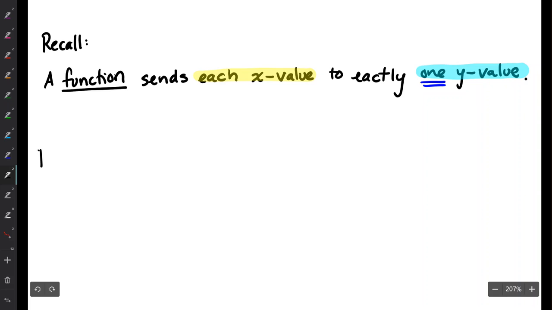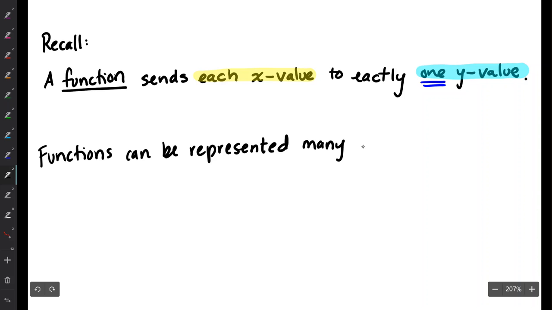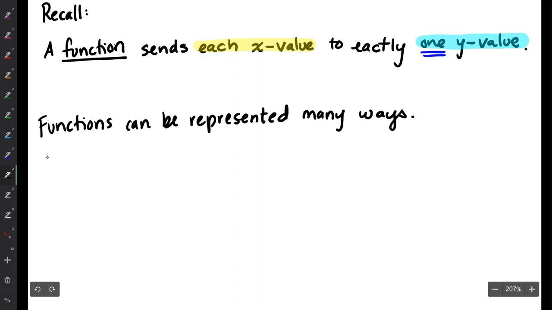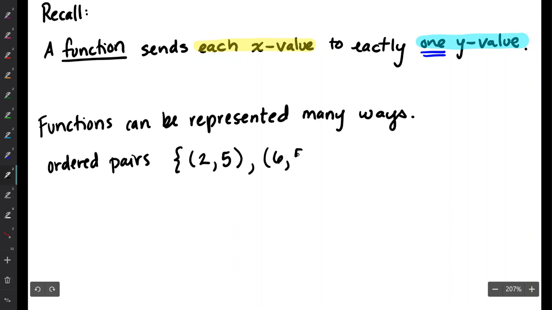Let's review that. Functions can be represented many ways. What do we have? We have just ordered pairs. So for an example, here's a function that sends 2 to 5, and it sends 6 also to 5.